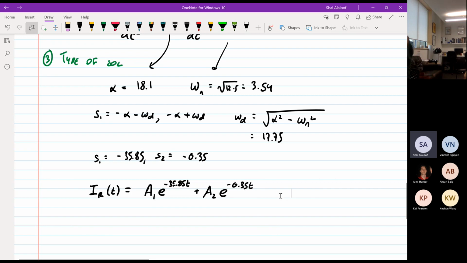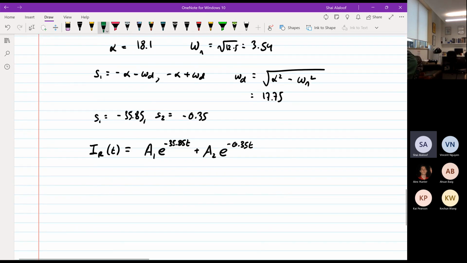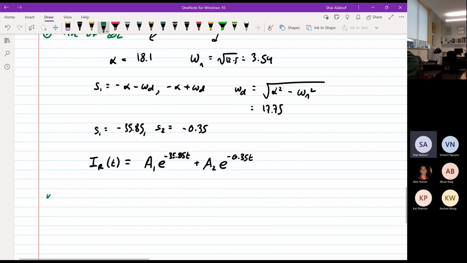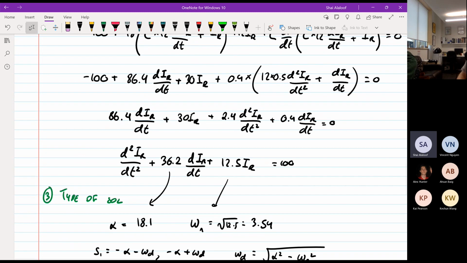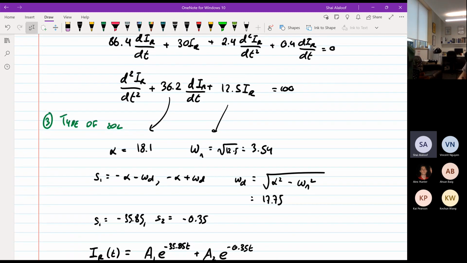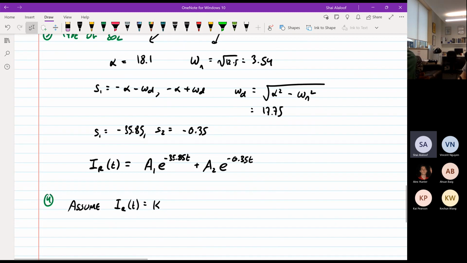You also have to consider the forced response, which is the steady state part. So we're going to just assume IR of t is a constant value, and then if we plug that solution into our characteristic equation, noting that the derivative of a constant with respect to time is 0, then we just get 12.5k equals 100, which gives us k equals 8.